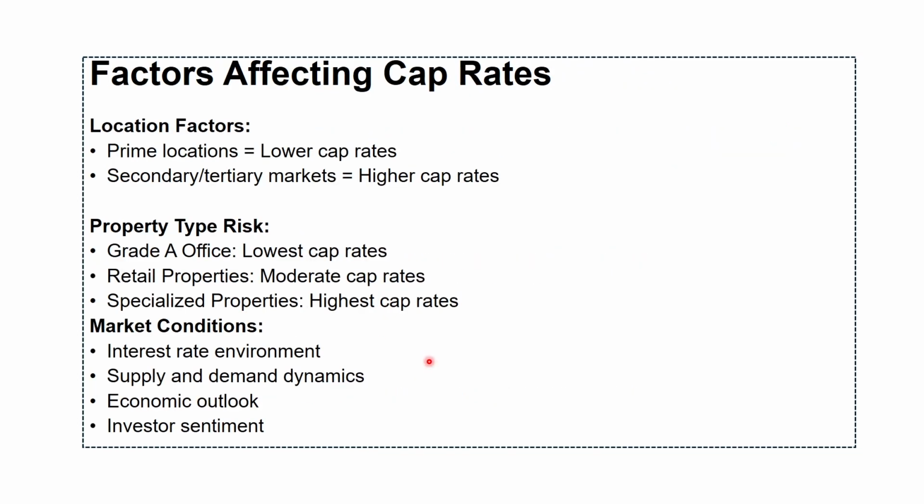Then, factors which are affecting cap rates. Understanding what drives cap rate variation is essential for professional valuation work. Cap rates aren't arbitrary, they reflect real market forces and risk assessment. Location is perhaps the most important factor. Prime locations in major metros command lower cap rates because they are perceived as less risky. Bandra Kurla Complex in Mumbai or Connaught Place in Delhi will have lower cap rates than similar properties in tier 2 cities. Why?